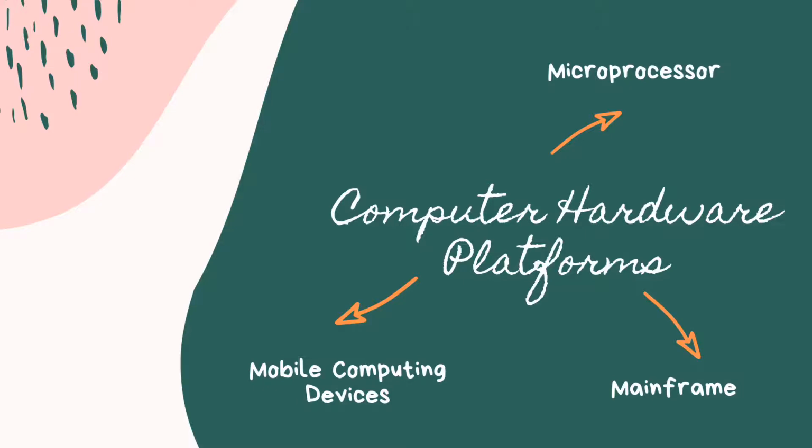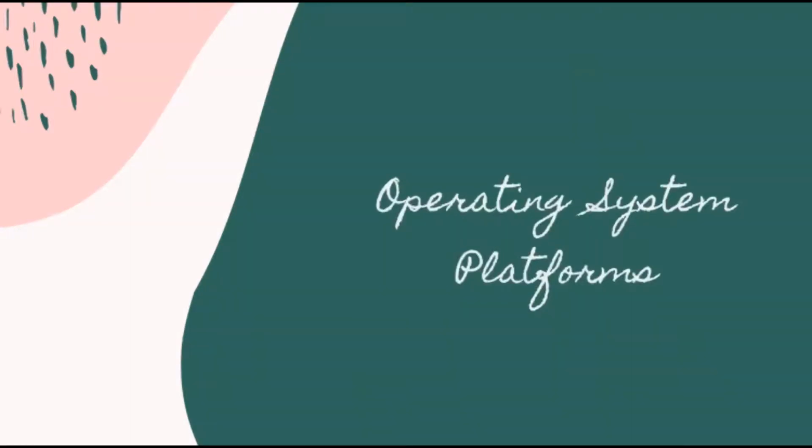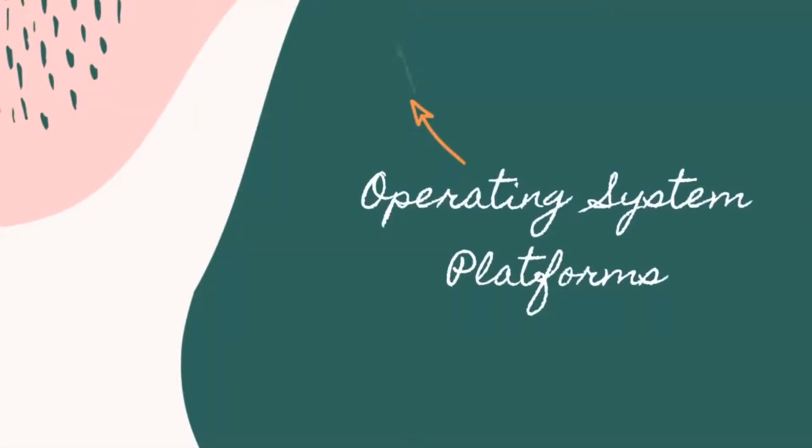So next, we look at number 2, operating system platforms. The leading operating systems for corporate servers are Microsoft Windows Server, Unix, and Linux. We look at them one by one.